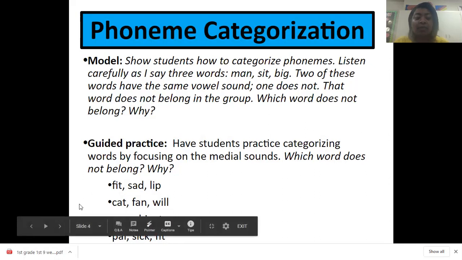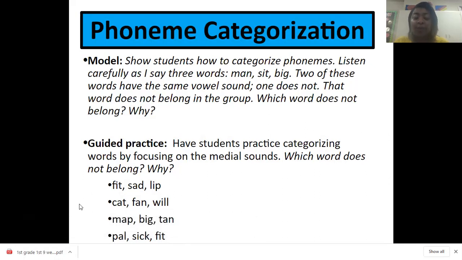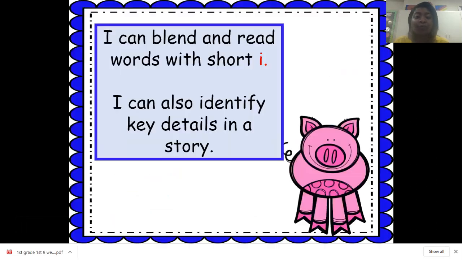Now, these are some words that you can practice with your family member at home. Make sure that you practice identifying which word does not belong and tell why. So all you would do is say those three words and ask them which one does not belong. They don't even have to see this, so you can pause the video. You can jot these words down on a sticky note or a sheet of paper, but this is just some extra practice that you can do on your own.